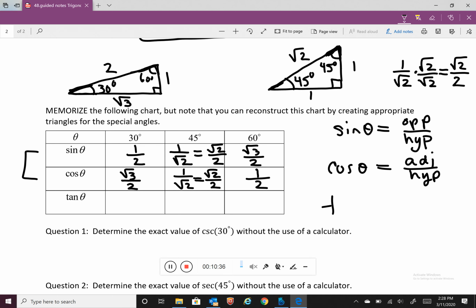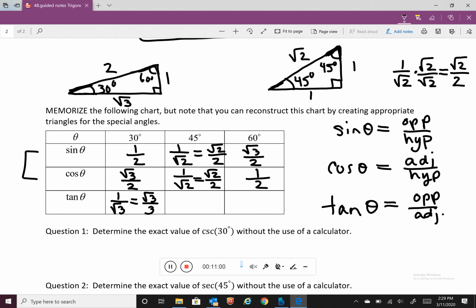And then finally for this table we have tan. Tan of our angle is defined as opposite over adjacent. And so for 30 degrees, the opposite side is 1. The adjacent side is radical 3. And rationalized, this is radical 3 over 3.